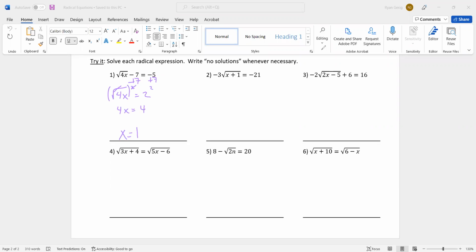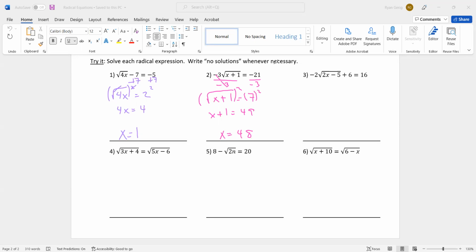All right. Again, number 2, I tried to trick you again. It's equal to a negative, but I need to get rid of that negative 3 first. Divide by negative 3, I get the square root of x plus 1, and a negative divided by a negative is positive 7. I can still square this. So x plus 1 equals 49. Subtract 1, I get x equals 48.